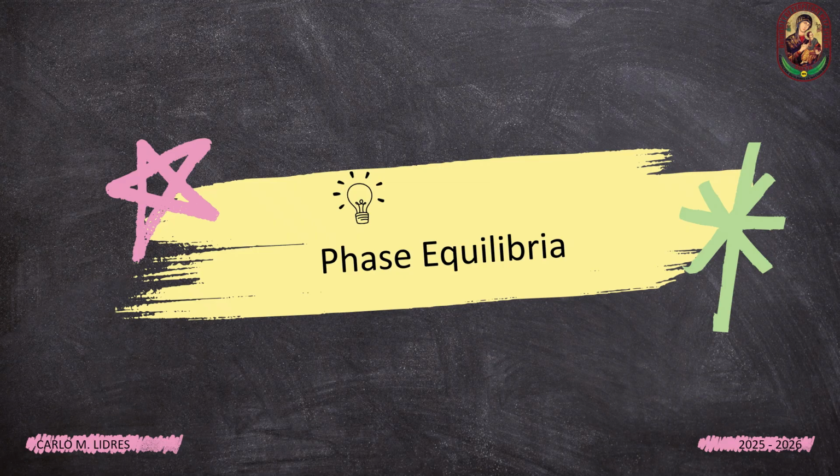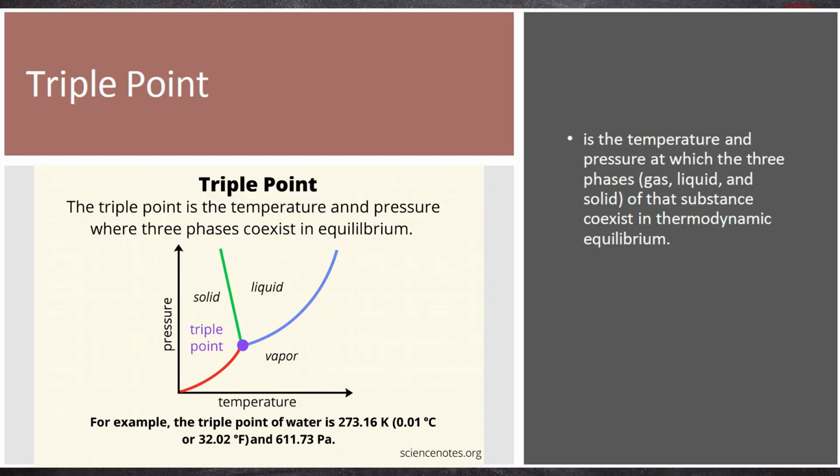Now, our next topic is phase equilibria. The triple point. This is the unique temperature and pressure at which a substance's solid, liquid, and gas phases all exist together in perfect equilibrium. Meaning, at this exact condition, the material can simultaneously melt, evaporate, and freeze, all at once. For example, the triple point of water occurs at 0.01 degrees Celsius and 611.73 pascals. At that point, ice, liquid water, and water vapor all coexist, none of them dominating the other.